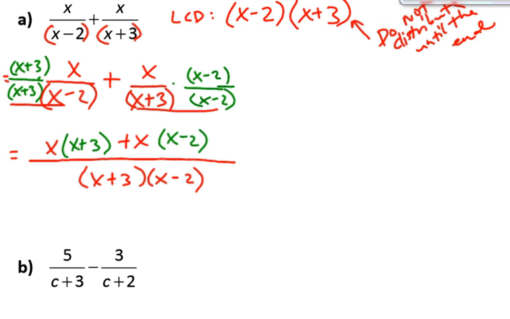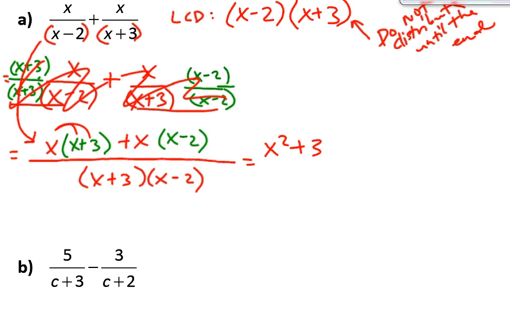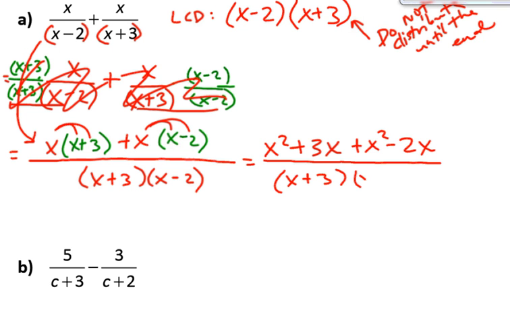I put in green what I had to multiply the numerator by in order for the denominators to be the same. Typically I'll skip this step and go straight to this one. Now I'm going to distribute, so x times x is x squared plus 3x, and then the next distribute would be plus x squared minus 2x. The denominator is just going to stay the same for now. Now I want to combine like terms. So 1x squared plus 1x squared is 2x squared, and then 3x minus 2x is 1x.